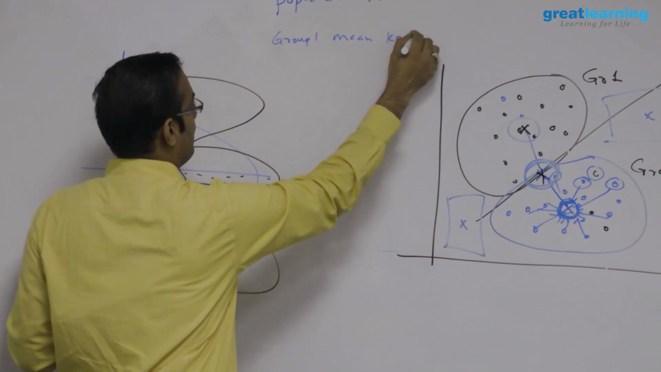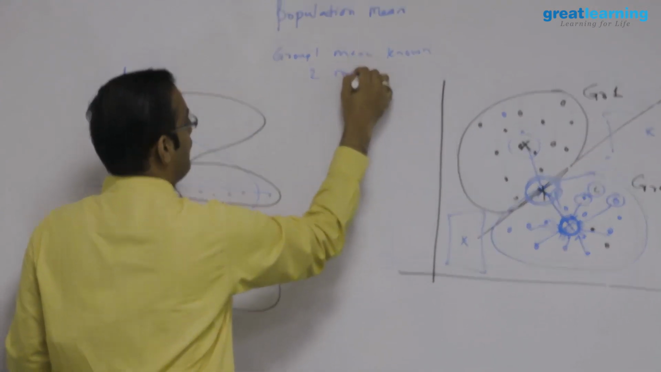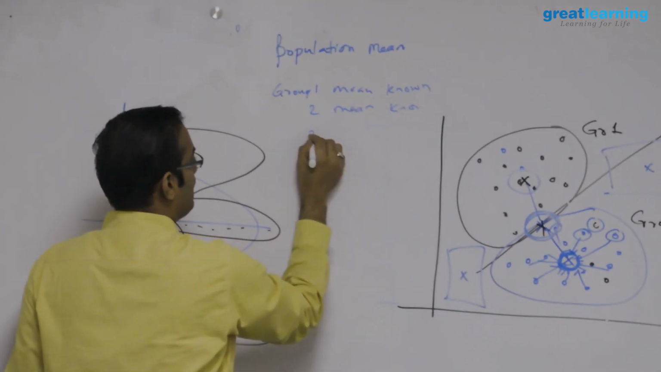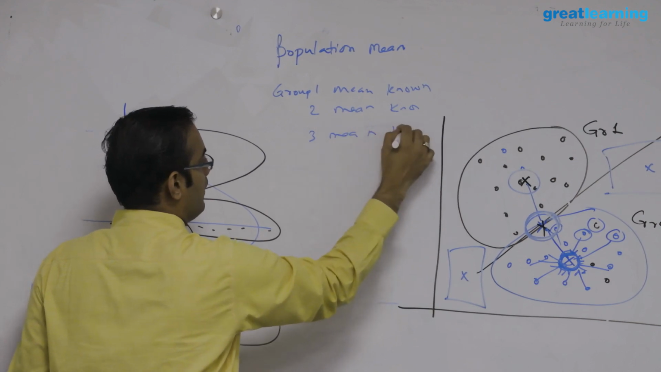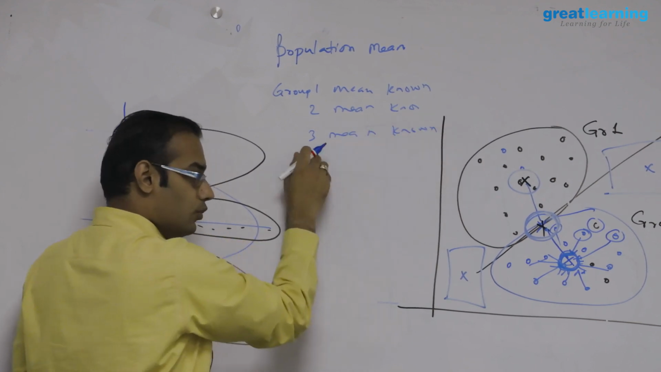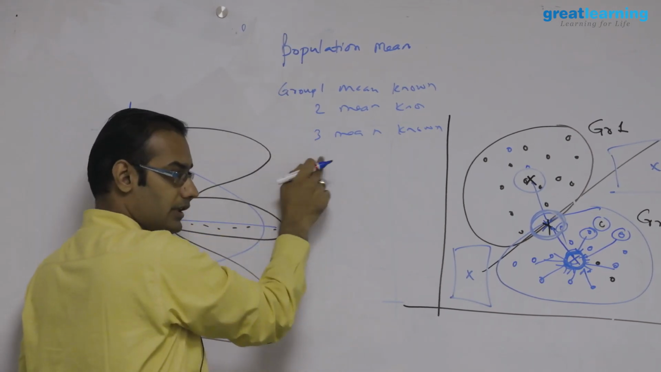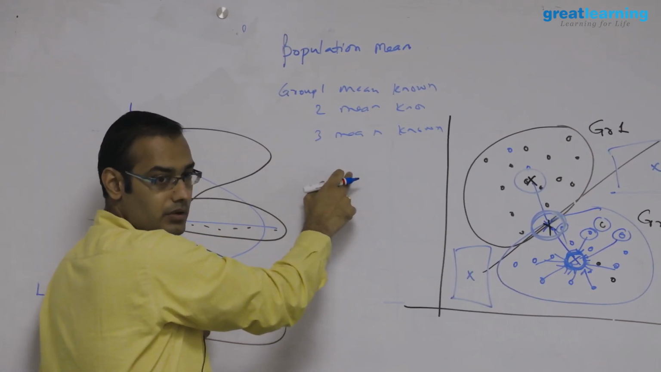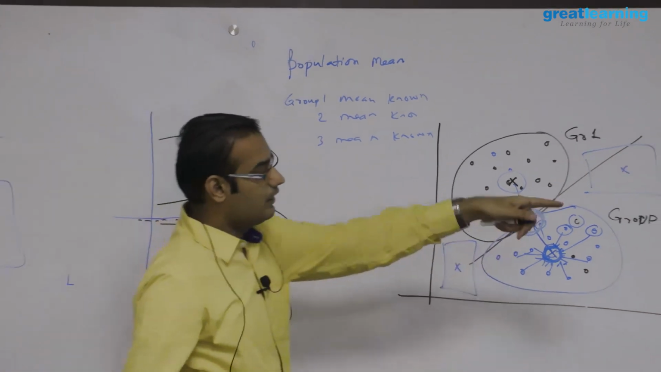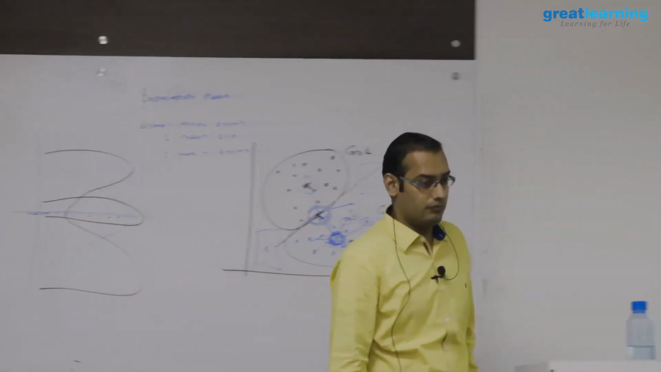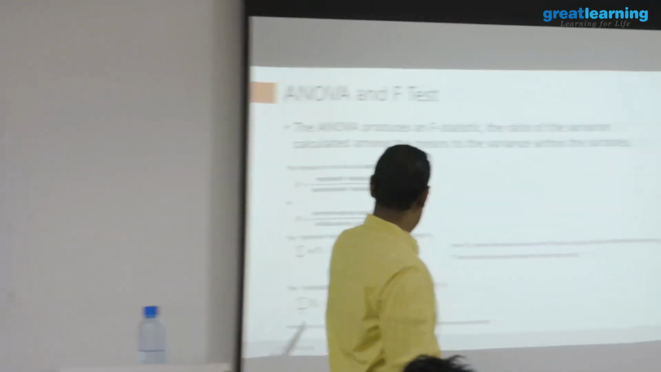Mean known. Two means known. Third mean known. Do I really need to know the fourth mean? If I have this information, do I really need to know the fourth mean? Not required, no? That's why the degree of freedom for that is k minus 1 here.